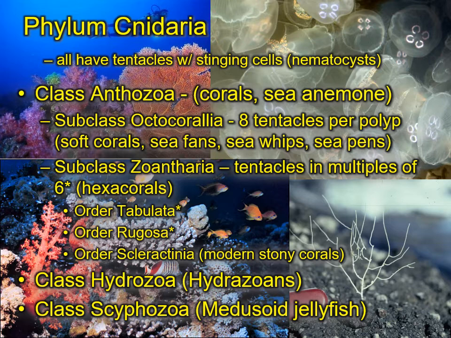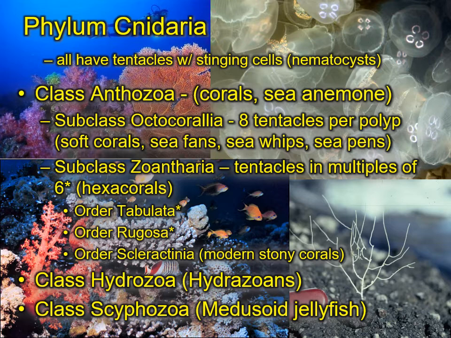Octocoralia. Now these are going to have 8 tentacles per polyp, which is what the actual animal in a cnidarian looks like. This includes our soft corals, our sea fans, sea whips, sea pens, and then subclass Zoantheria. These have tentacles in multiples of 6, so 6, 12, 18, 36, and so on. These are our hexacorals. These include 3 orders: tabulates, rugosans, and our modern-day stony corals, the scleractinians.